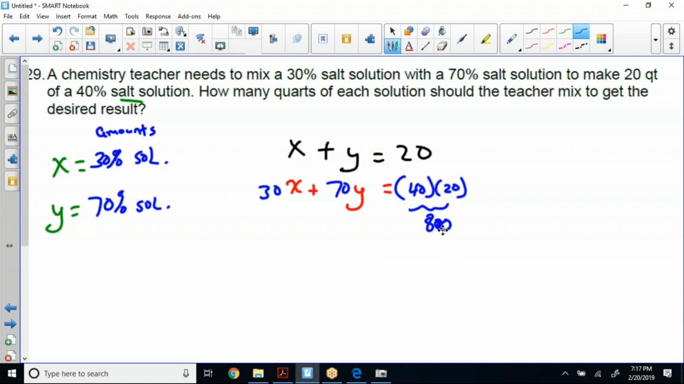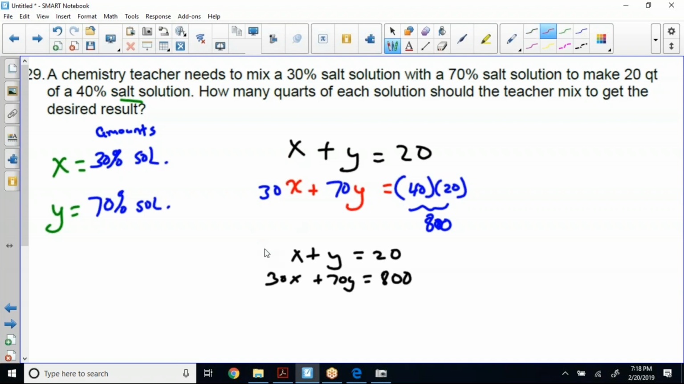Yes, Olivia. Oh, you pick. But once you make that notation, you've got to stick with it. It'd be the same thing. I'd come up with the same answers, but my X and Y would be flipped. Does that make sense? Because they're going back to different variables. So what I've got is X plus Y equals 20 and 30X plus 70Y equals 800.